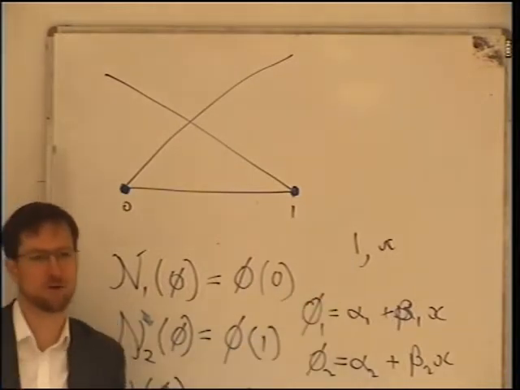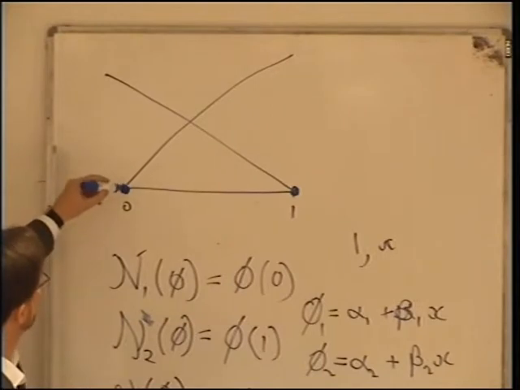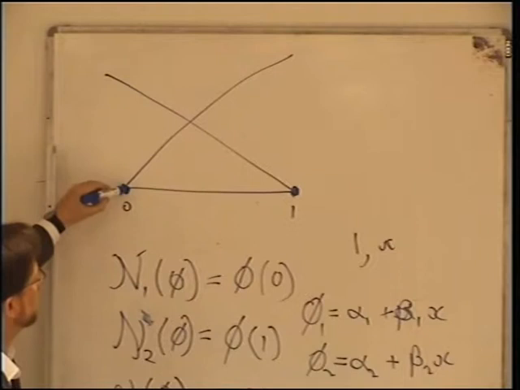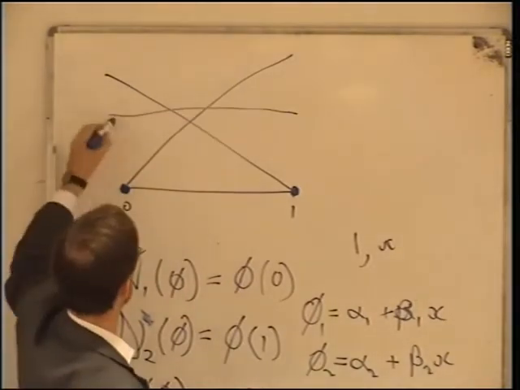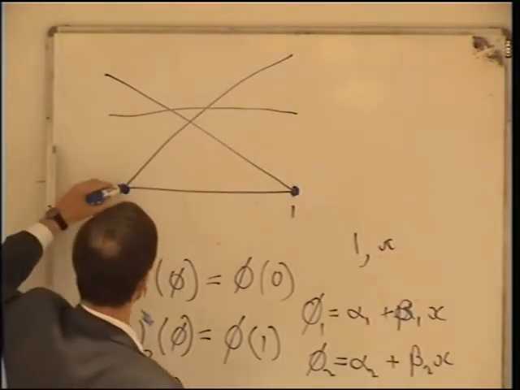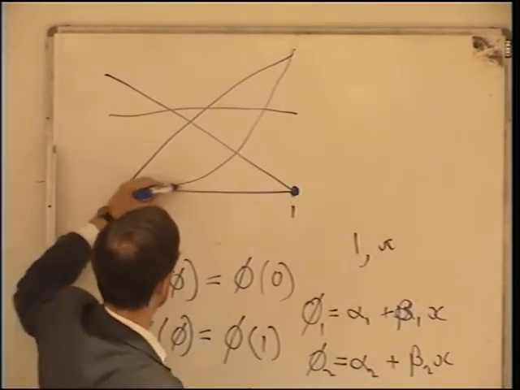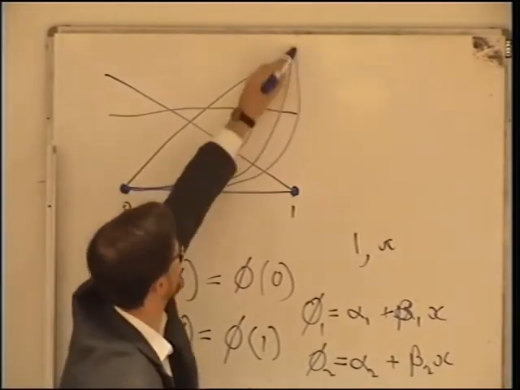So if you look at what happens just on the interval 0, 1, in a hand-wavy sense, 1 looks like this, x looks like this, x squared looks like this, x cubed looks like this, x to the 4th looks like this, and so on.